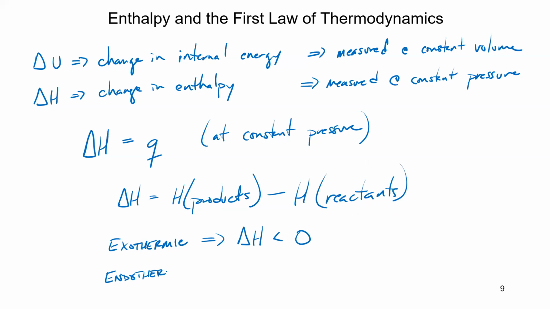If it's endothermic, of course, the exact opposite is true. We have added energy as we go from reactants to products. And so our products have more energy than the reactants, and our delta H is positive. Keep these in mind.